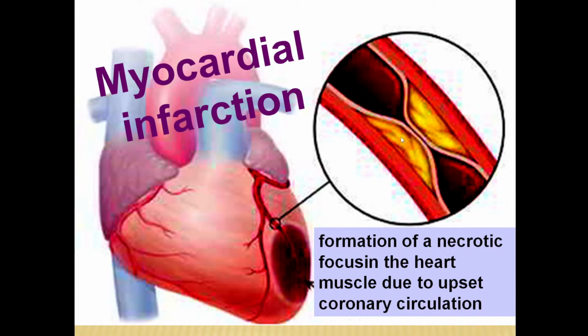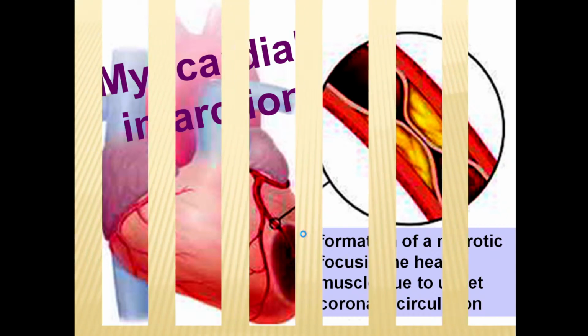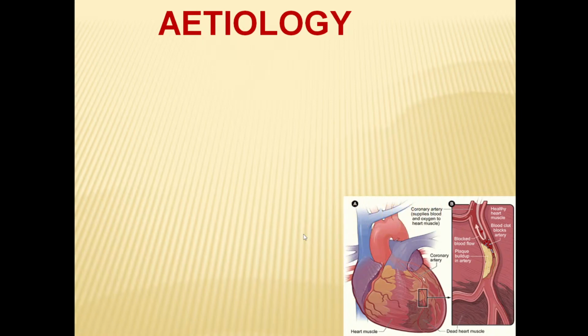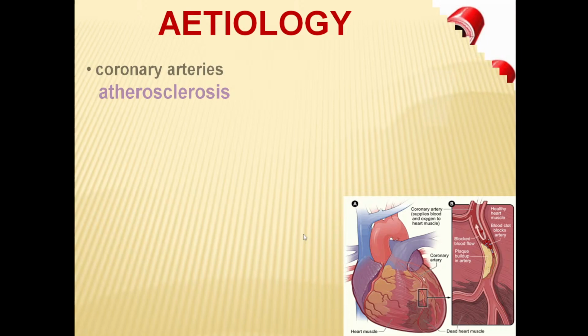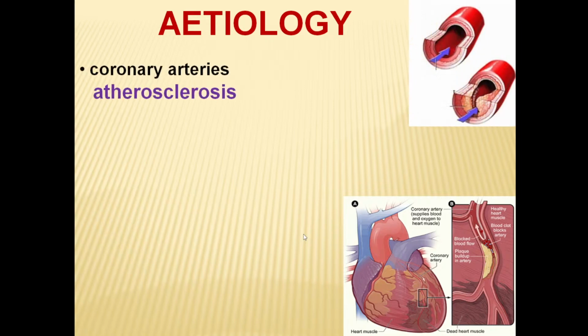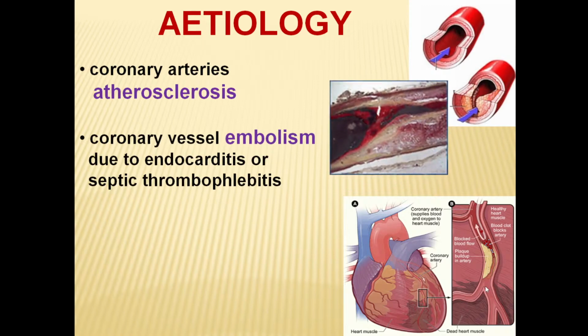As you see on this slide, usually it appears in a patient with atherosclerotic affection of coronary vessels, and prolonged obstruction of coronary vessels finishes with damage and then formation of a necrotic focus in the heart muscle. Etiological factors resemble the etiology of angina pectoris. First of all, it is coronary artery atherosclerosis, which affects the vessel, disturbs the activity of the intima, and as a result, disturbed coronary circulation. We must remember about embolism of coronary vessels due to endocarditis or septic thrombophlebitis.